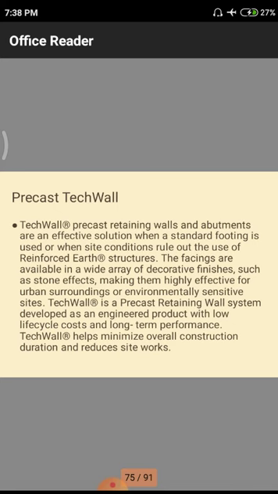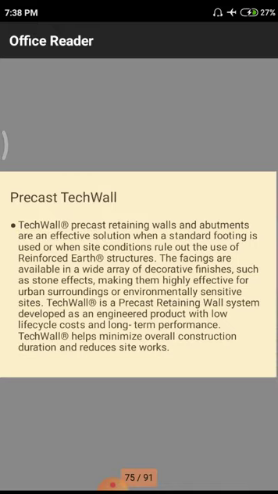We simply have to fix those precast elements to the structure, so that it gives a huge time saving. That time saving also brings a good economy to the structure. Why? Because we use fewer persons for fitting work, which is also one of the economies of the structure. The facings are available in a wide array of decorative finishes.